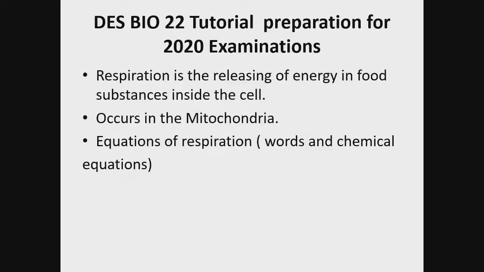The chemical equation is in symbols. For example, in words we say glucose plus oxygen. The chemical equation for glucose is C6H12O6, plus the chemical equation for oxygen, O2. Then you write an arrow, meaning the product is carbon dioxide, which is CO2, plus H2O, plus ATP. If it's aerobic respiration, then you must indicate 38 ATP.